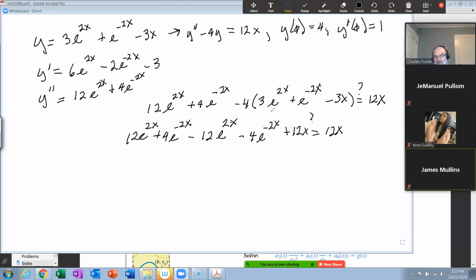Well, here you have a positive 12e^(2x). Here you have a minus 12e^(2x). They add to 0. Here you have a plus 4e^(-2x). Here you have a minus 4e^(-2x). Those add to 0, and sure enough, 12x is equal to 12x. So we verified that is a solution.